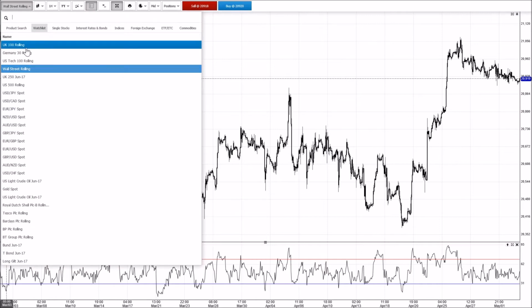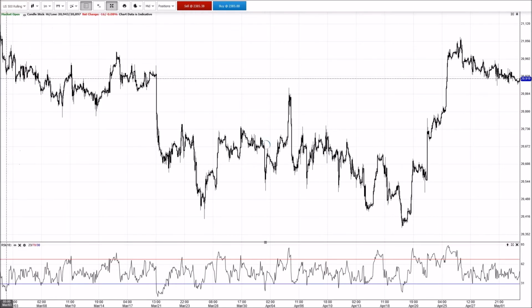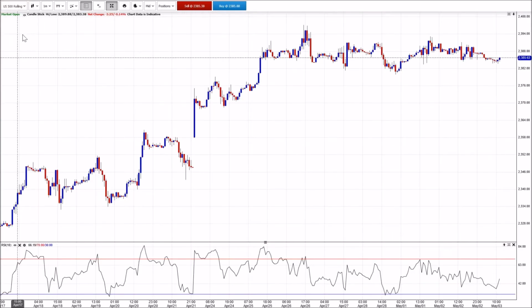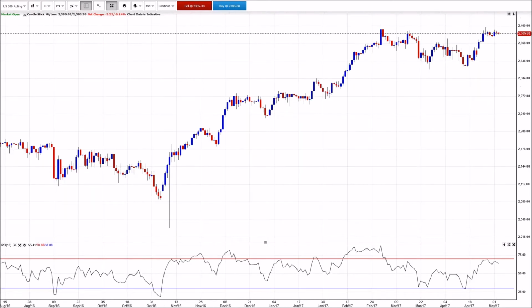Have a quick look at the S&P, which is my favoured market. It's a similar sort of story, of course, on the S&P. So the S&P 500, we had the election surge. It had a look at those all-time highs just above the 2400 mark, but hasn't managed to break through.